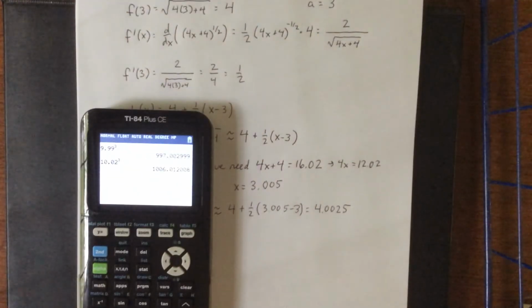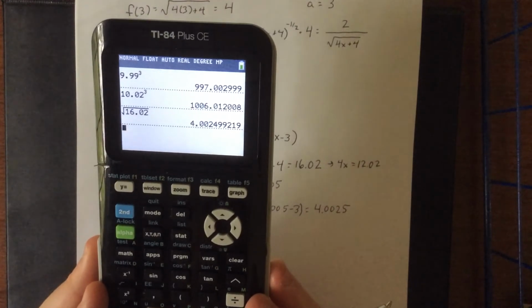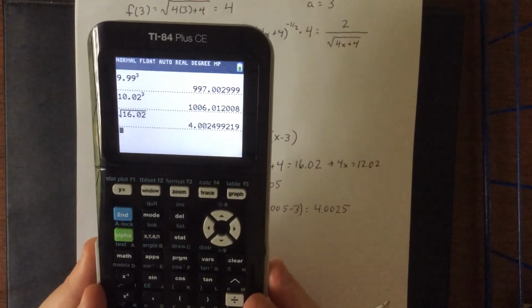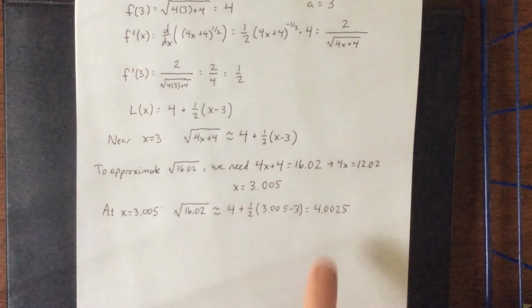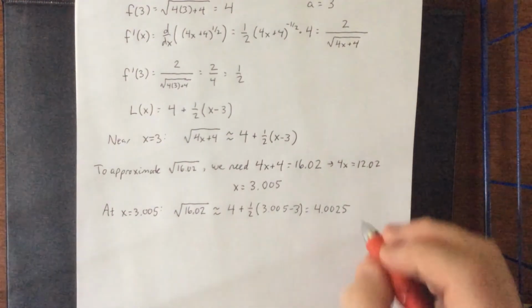Now once again, if you'd like to see how good your approximation is, you can always use your calculator to do so. The square root of 16.02, I am getting 4.002499 in comparison to the 4.0025 that we got here. I would say our approximation is pretty spot on.